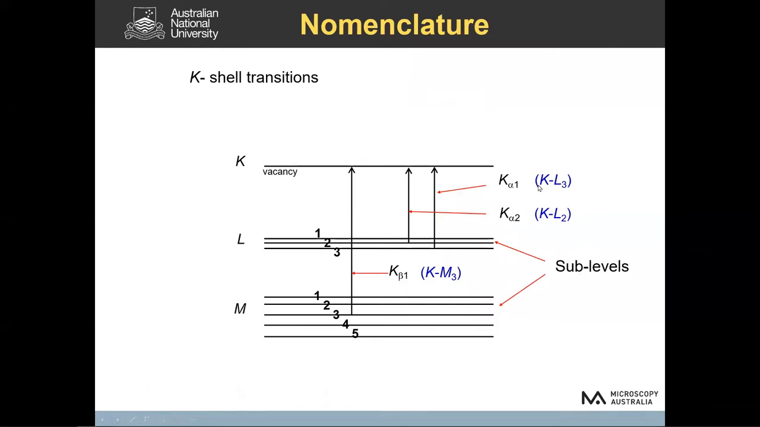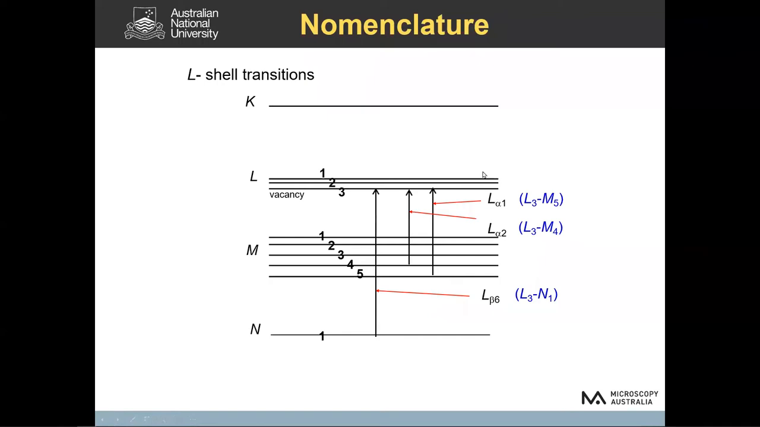If we look at a slightly more diagrammatic representation, it is not just a single transition that can occur, because we have a number of different sub-levels within an electron shell, and that vacancy could be filled from a number of different options in higher orbits. So in other words, if you have a K shell vacancy, you actually generate a series of lines. Equally, if you happen to excite an L shell orbital, then that can be filled from higher orbits from there. So again, you have a family of L lines.